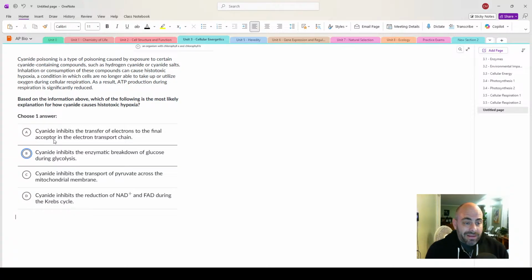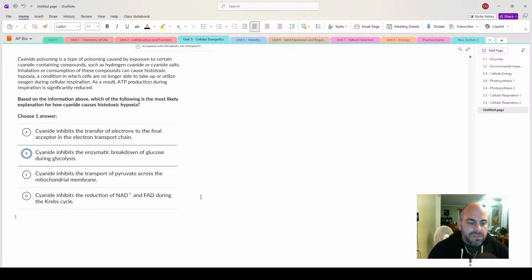Let's go find that in ABCD. Cyanide inhibits the transfer of electrons to the final acceptor in the electron transport chain. I'm going with A. You know what? I don't even want to read the rest of them. Not even reading them. Apparently I got a special ding right there.